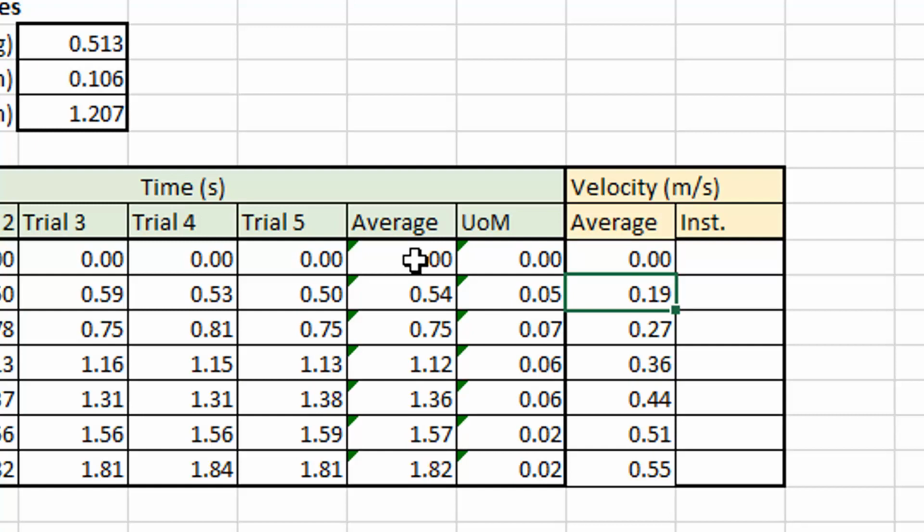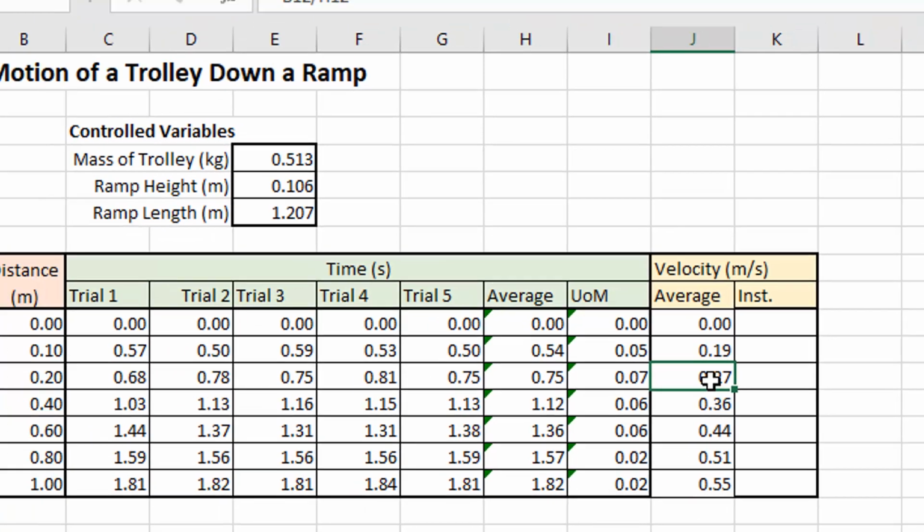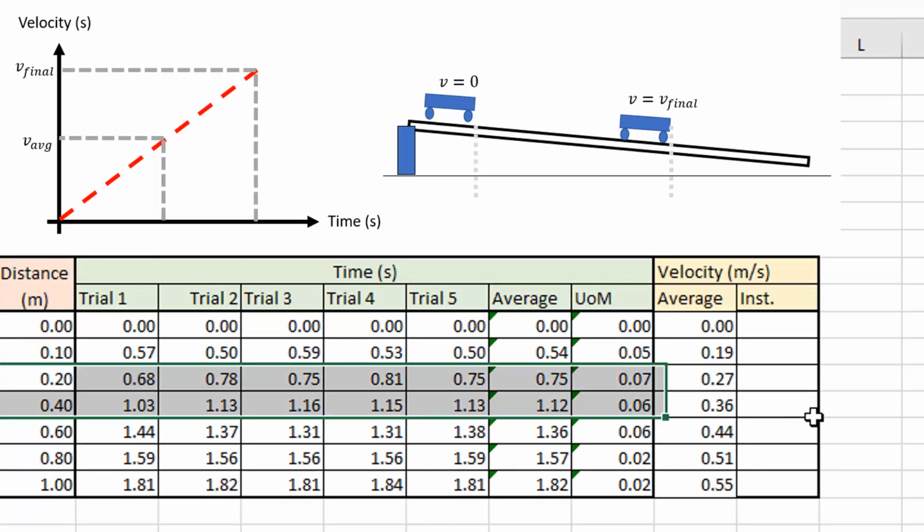Now, the instantaneous velocity. I'll talk about this in class, but let me give you a quick explanation. We said the average velocity, let's work down here. The average velocity in this row was the average velocity between when the trolley started at the top and when it got to 20 centimeters. So sometimes it was going faster than 0.27 meters per second, and sometimes it was going slower.